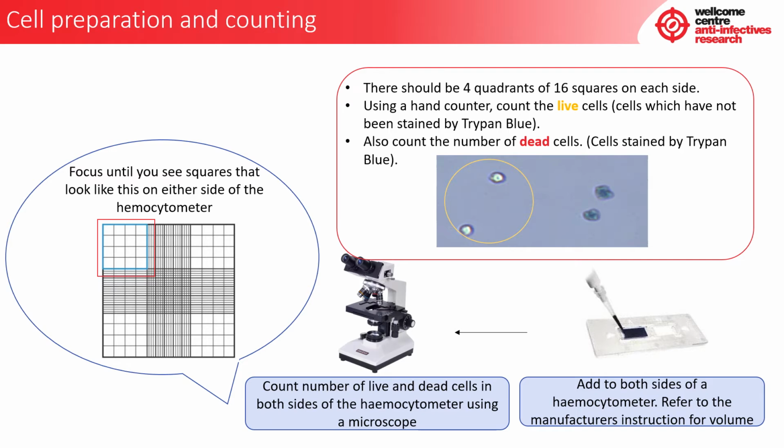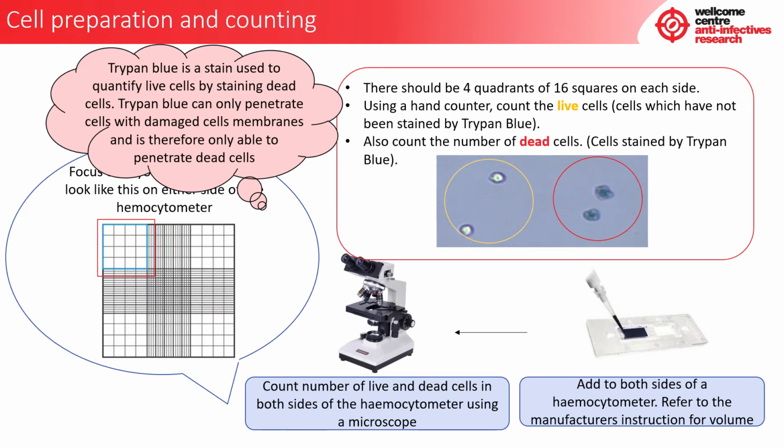These are cells which have not been stained by the trypan blue. Also count the number of dead cells. These are cells which are stained by trypan blue. Trypan blue is a stain used to quantify live cells by staining dead cells. Trypan blue can only penetrate cells with damaged cell membranes and is therefore only able to penetrate dead cells.